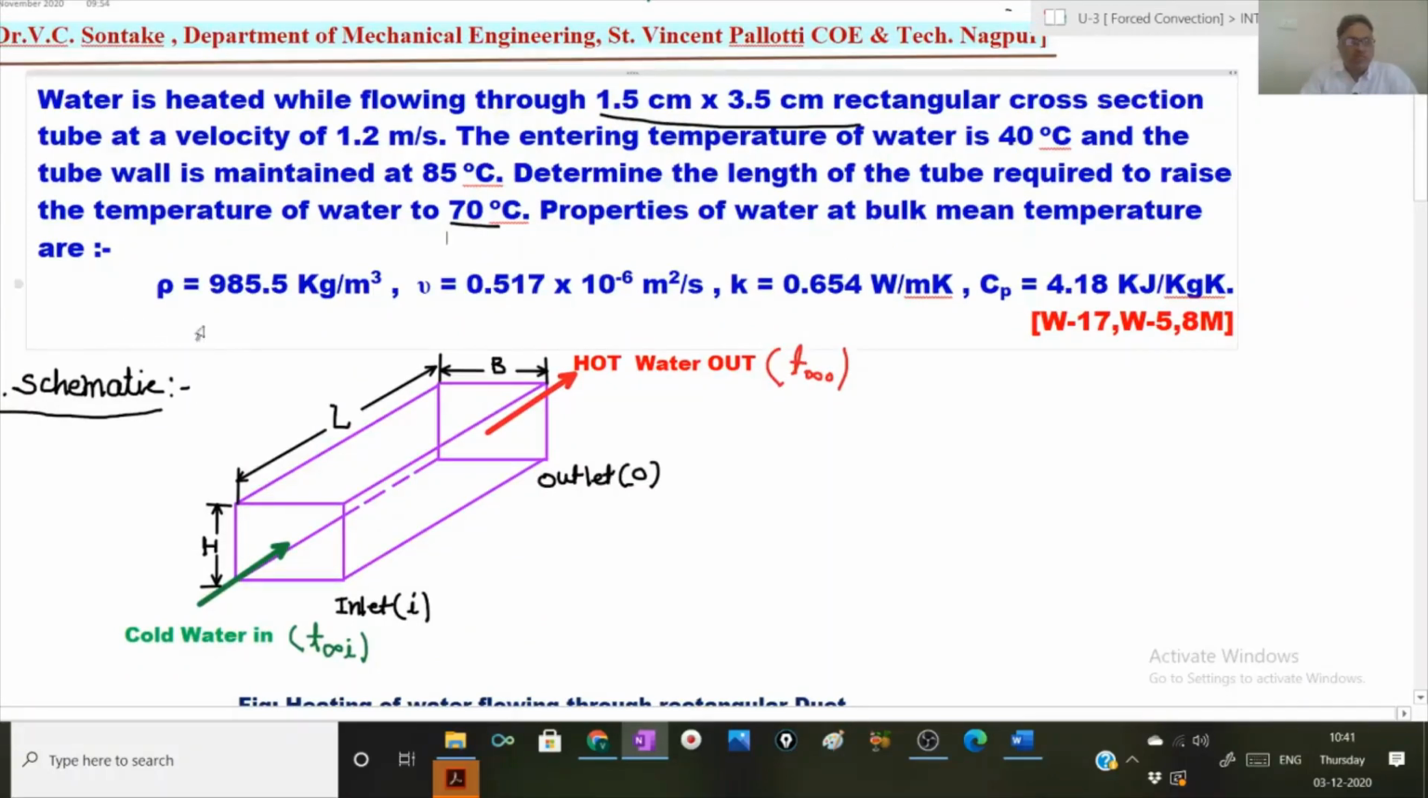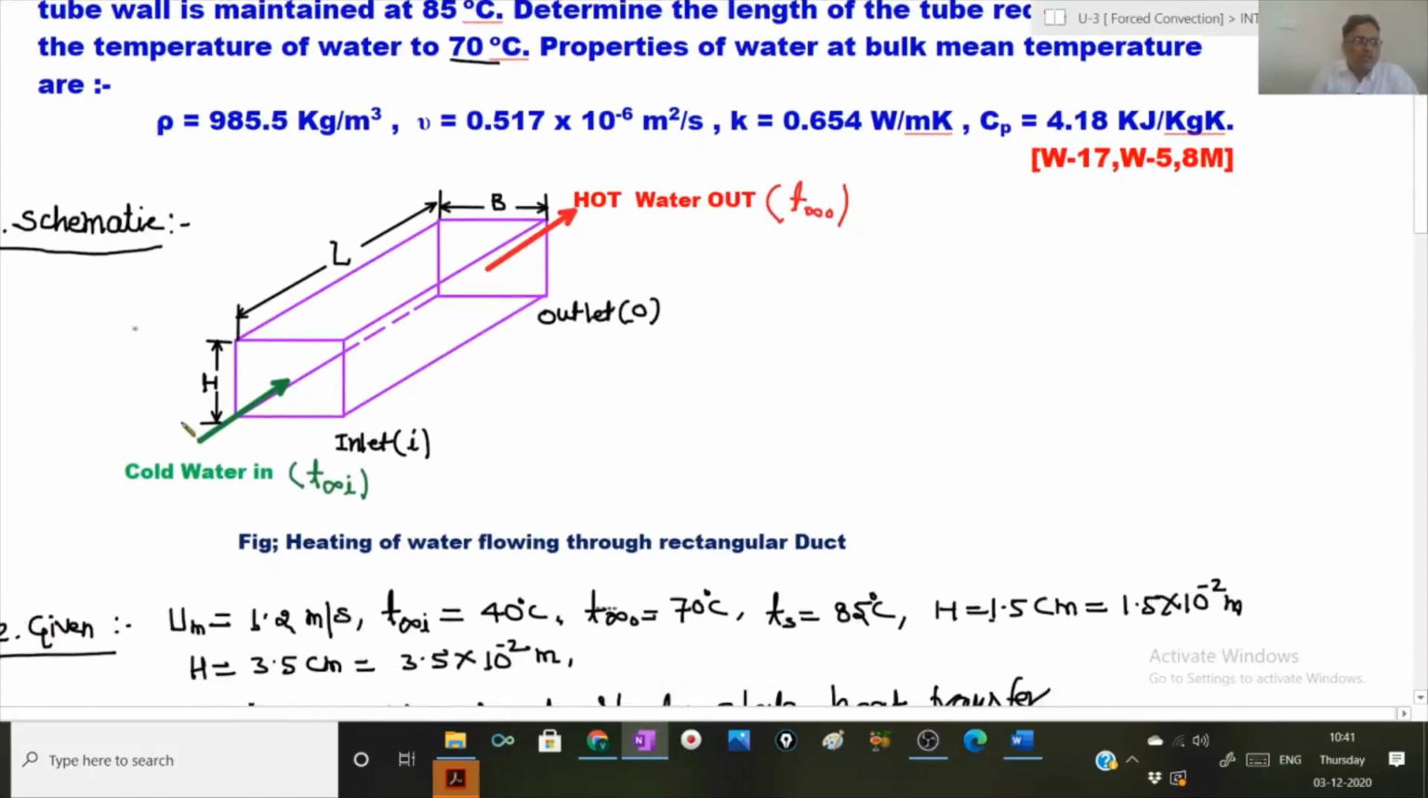So in order to solve this problem, let us first draw the schematic of this problem. The given tube of rectangular cross section is shown in figure, having its height h and width b and length l. Let us say the tube surface temperature is maintained at Ts. Let's say this inlet is represented by I and outlet is represented by O.